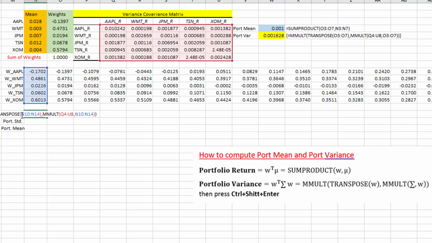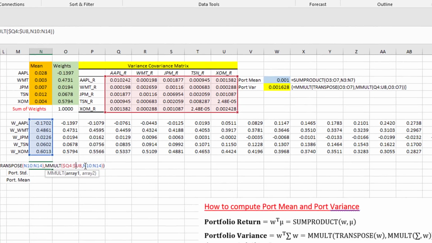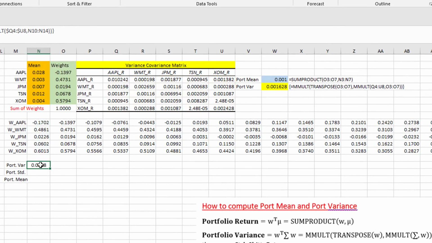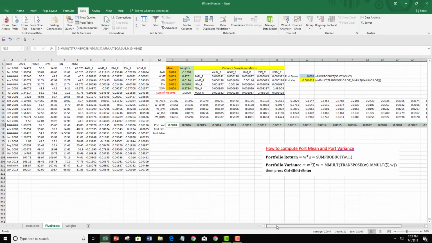But since I want to use this formula in other cells, I want to fix a few cells here to compute the portfolio variance for other weights. What is changing here is the weight, but the variance covariance matrix is going to be constant. So I'm going to fix that variance covariance matrix by putting the $ sign before Q4 and before U8. What it does is fix the variance covariance matrix. Now I can do Control Shift Enter, and it computed the portfolio variance for this set of weights. Now I can grab this little square box and drag it to the right, and it gives me the portfolio variance for all other weights.